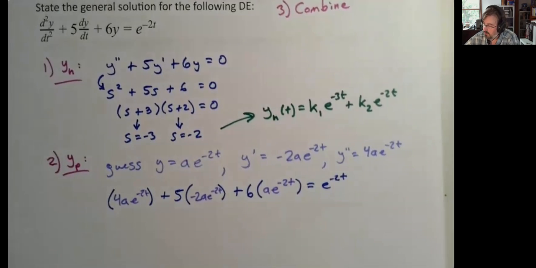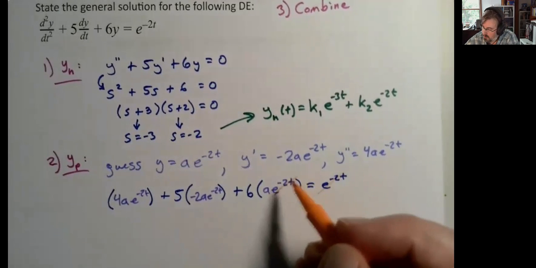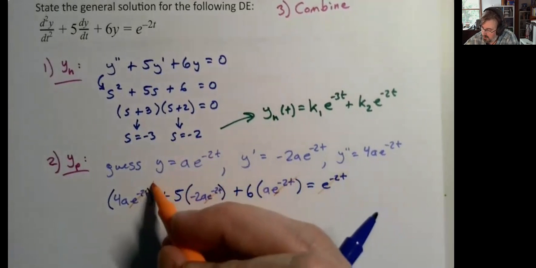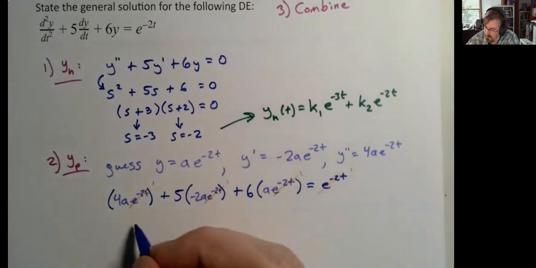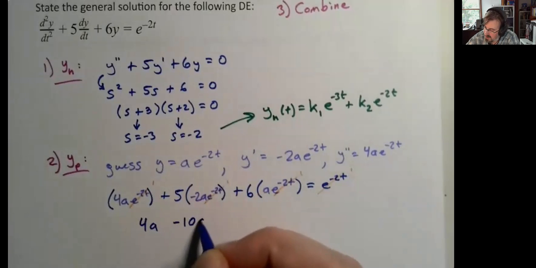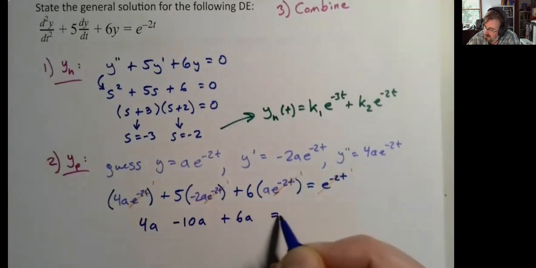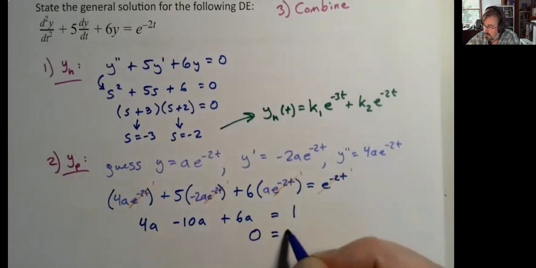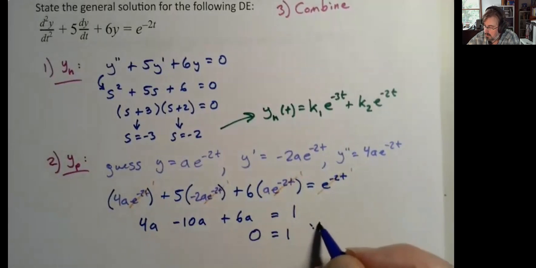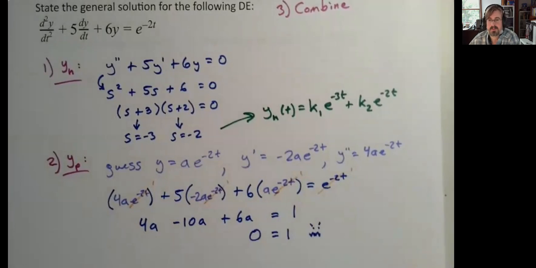So again, like we did before, we've got this e to the minus 2t. That kind of works out nice whenever you have the exponential guess, because those all just cancel away and you're left with 1, which means that we have 4a minus 10a plus 6a equals 1, which of course can't possibly happen because this side is 0. Zero equals 1 is impossible. It's not even like Kim Possible. This is totally, completely impossible.